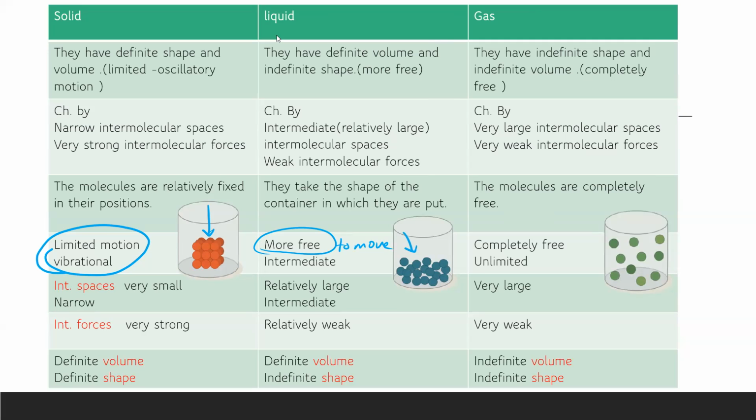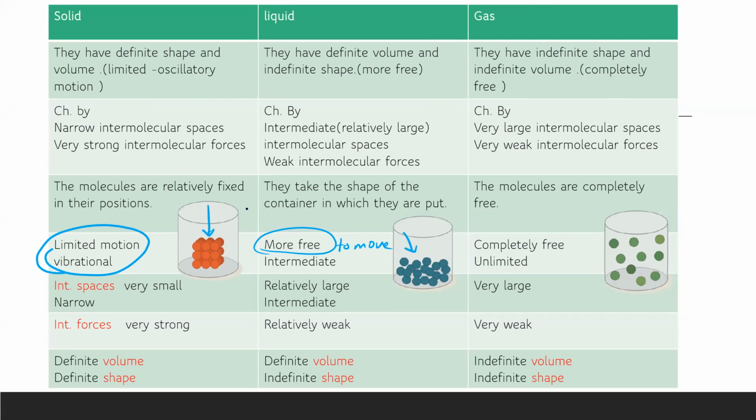Teacher, what does large mean? Relatively large means intermediate, not very large but large, relatively large. Okay, because when we speak about gas, we are going to say it has very large intermolecular spaces. You can see the difference by yourself.